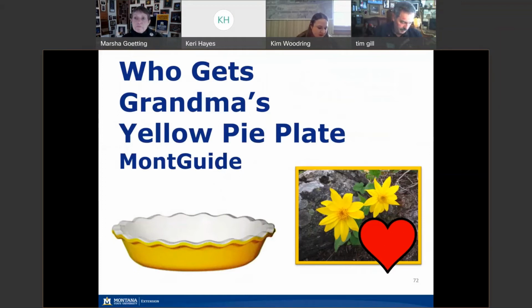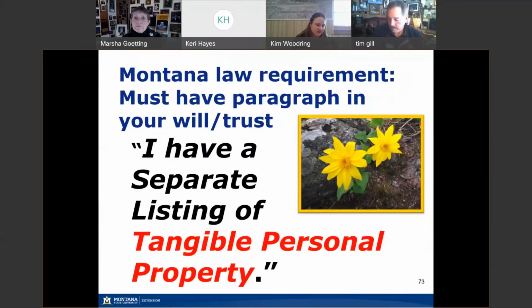Montana law requires that you have this paragraph in your will or trust: I have a separate listing of tangible personal property. And it's really, really important.